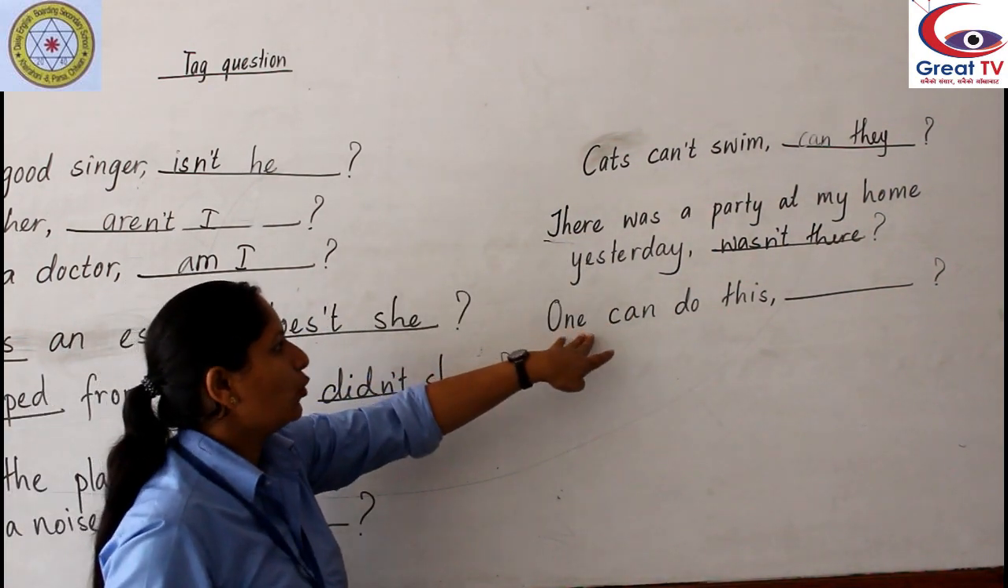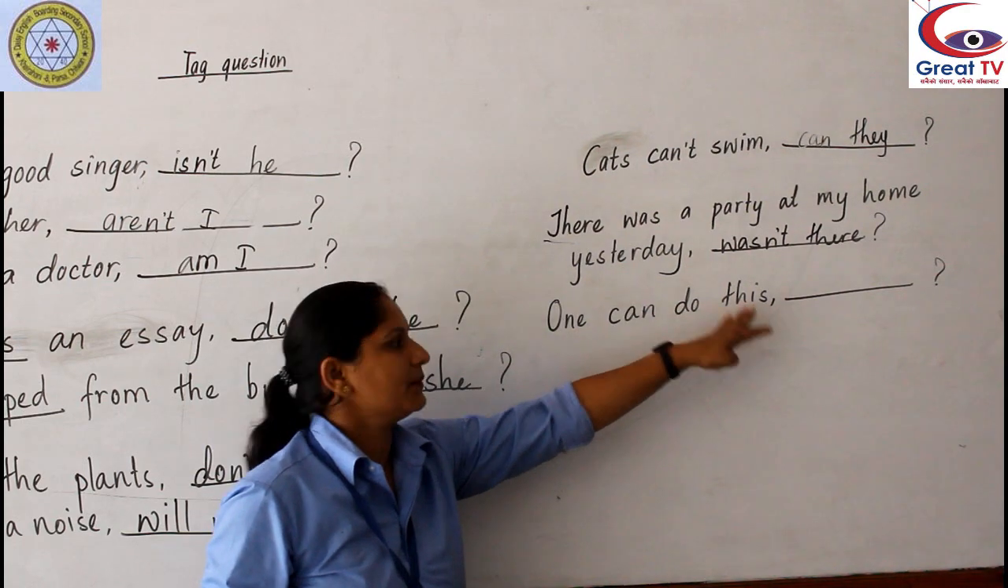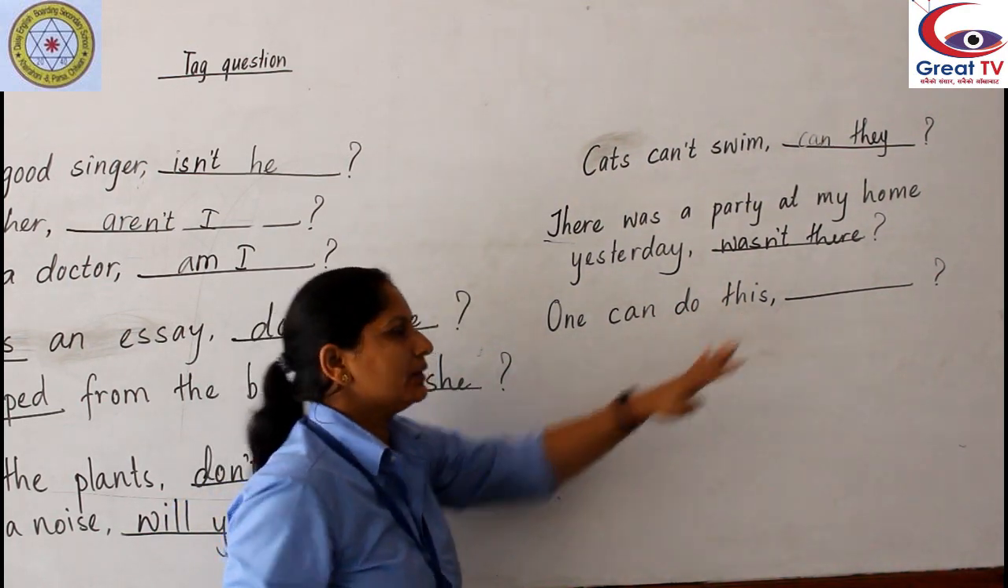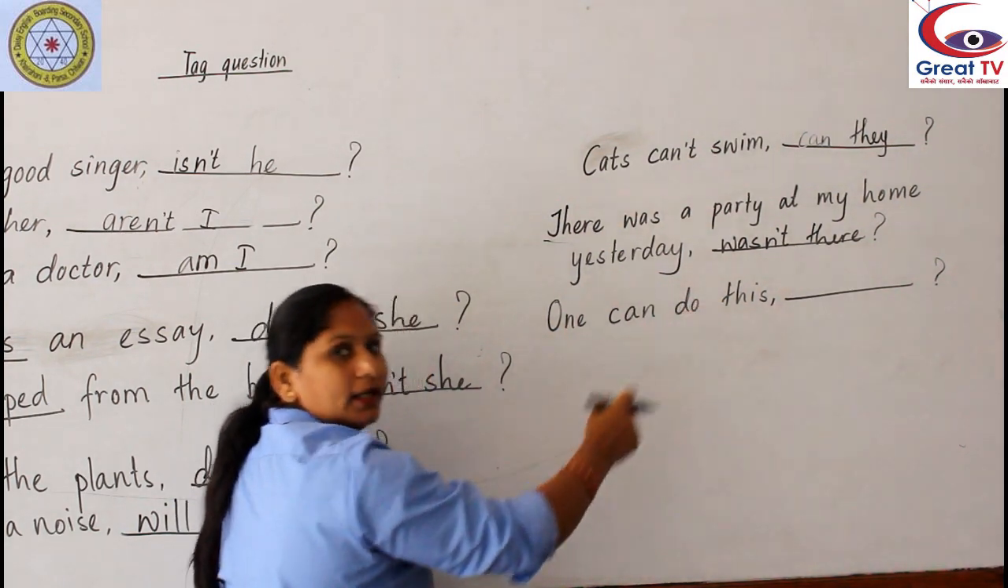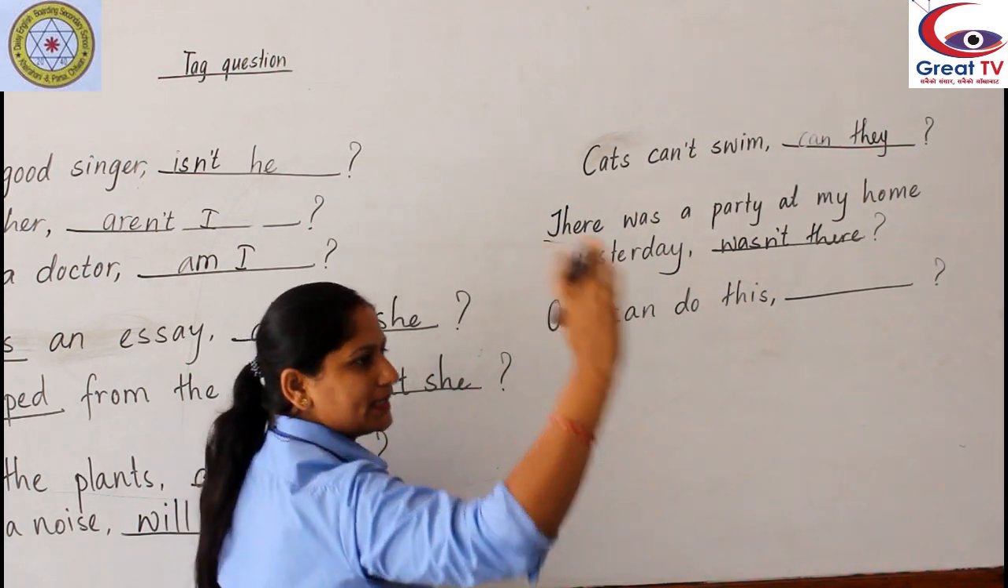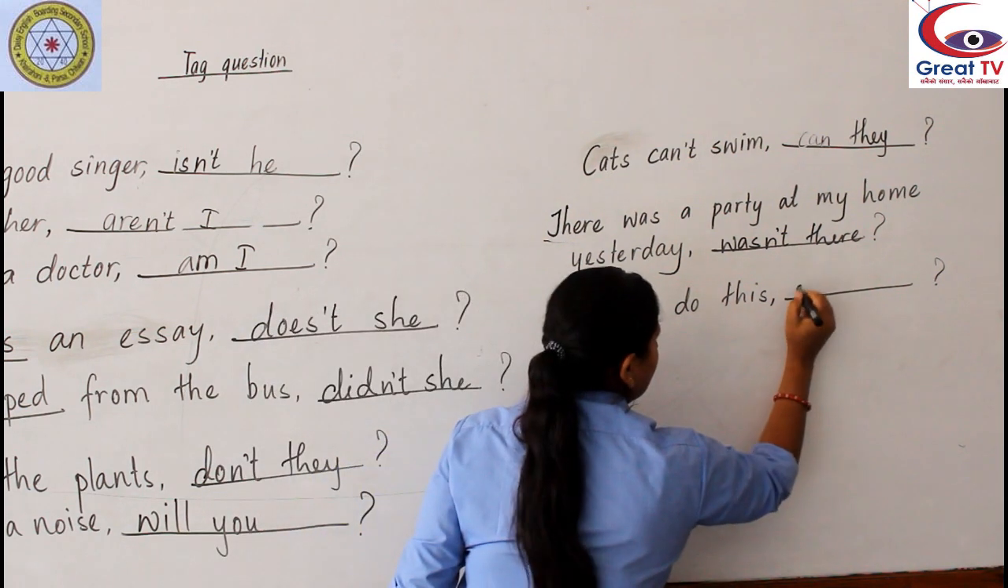The next one, one can do this. For the noun one, it becomes again one. No change. One remains one. Can't one?